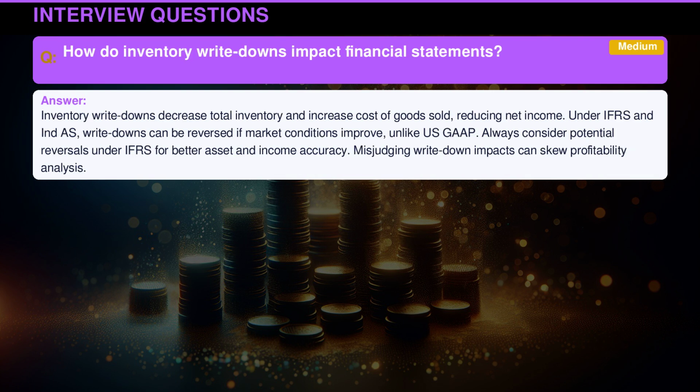Inventory write-downs decrease total inventory and increase cost of goods sold, reducing net income. Under International Financial Reporting Standards and Indian Accounting Standard, write-downs can be reversed if market conditions improve, unlike U.S. generally accepted accounting principles. Always consider potential reversals under International Financial Reporting Standards for better asset and income accuracy. Misjudging write-down impacts can skew profitability analysis.